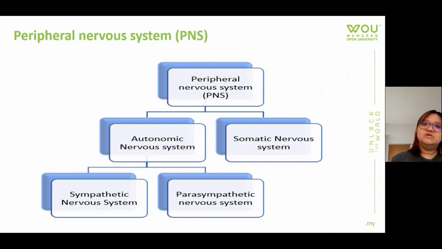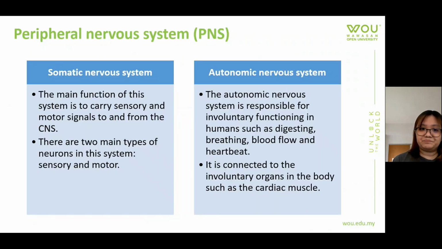Okay, so just now we went through the central nervous system, which consists of our brain and our spinal cord. Now we go through our peripheral nervous system. The peripheral nervous system consists of the autonomic nervous system and the somatic. And under the autonomic nervous system, it's crucial for us to know the sympathetic nervous system and the parasympathetic nervous system.